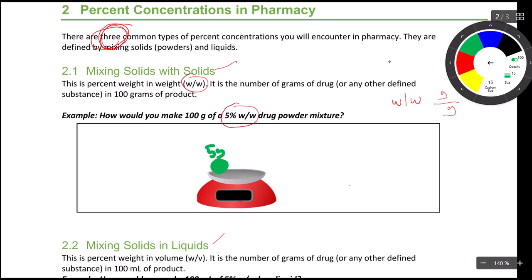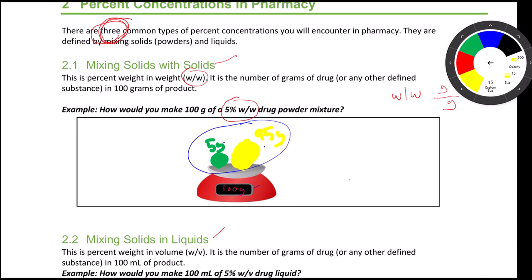Then I'm going to add to that 95 grams of another material, an inactive material. So this is 95 grams of something else. This is the inactive mixture. When I'm done, let me write that in red maybe, that's going to say 100 grams. This is what a 5% is. It's 5 plus 95. The total of this is going to be 100. That's a 5% weight in weight.